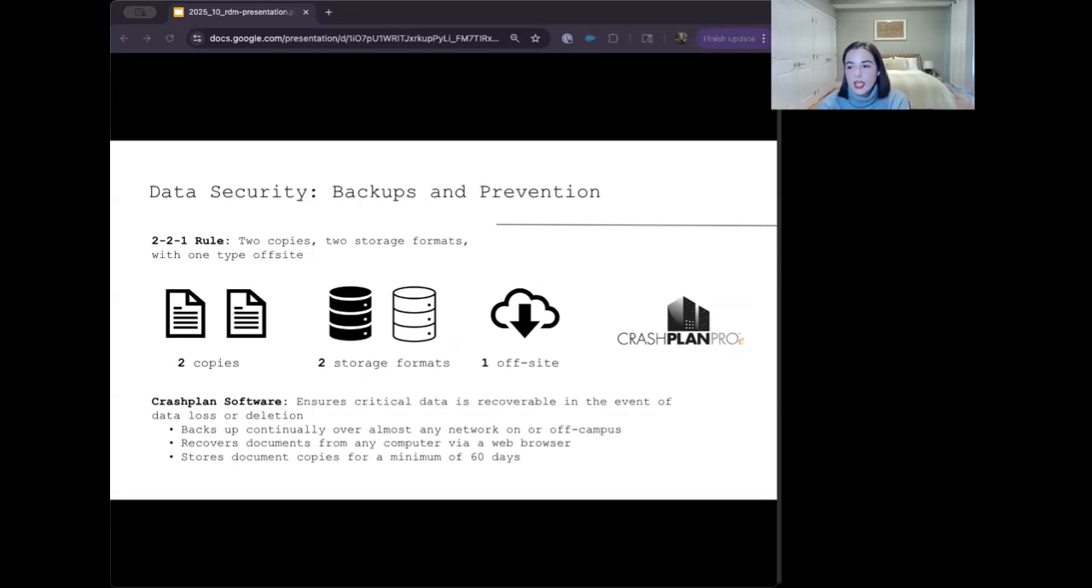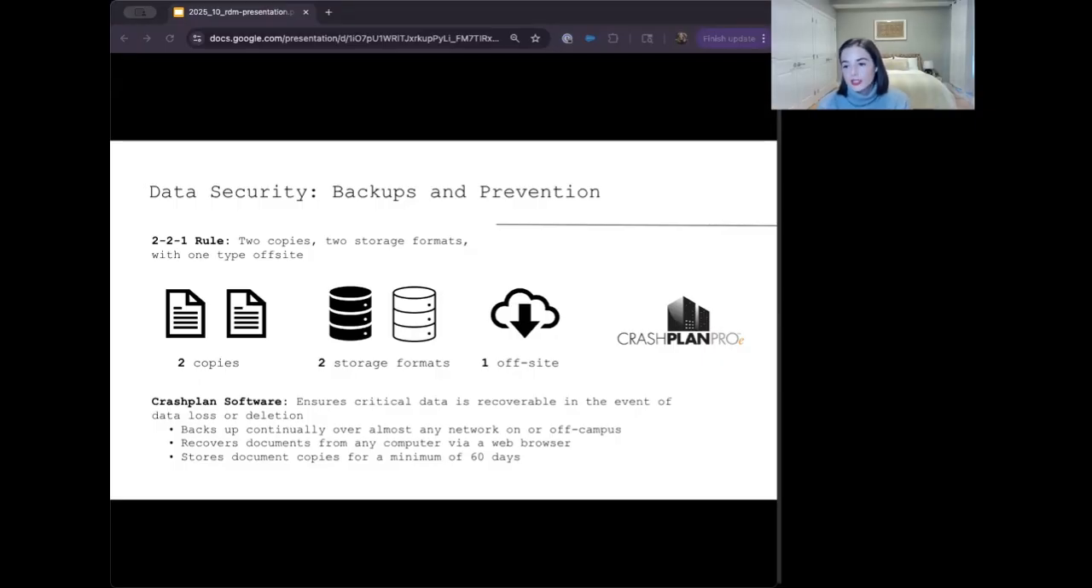An example of this, if you have a master copy of raw data on your lab computer, make sure that your lab computer has some sort of backup system like CrashPlan that will back up those files to a cloud resource. So in that case, you have one copy on your computer, one copy in the cloud.